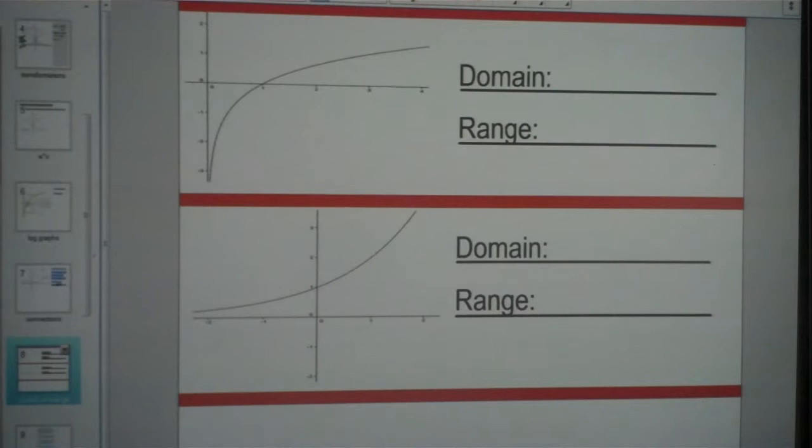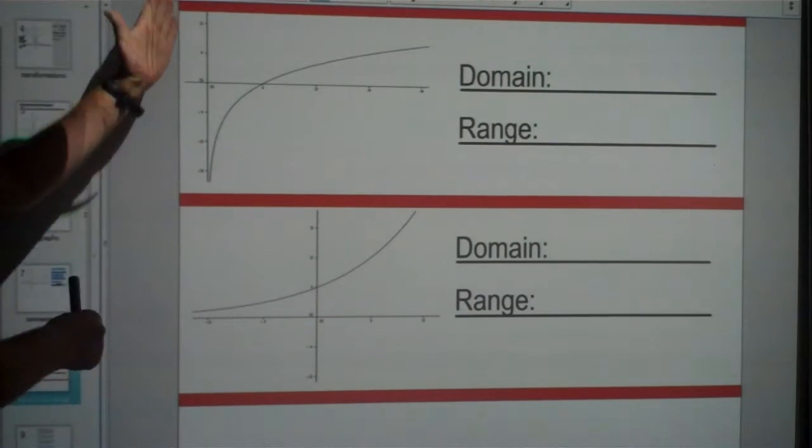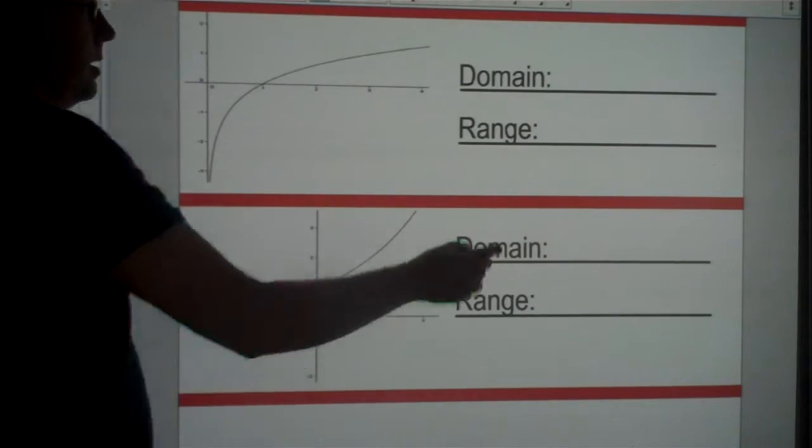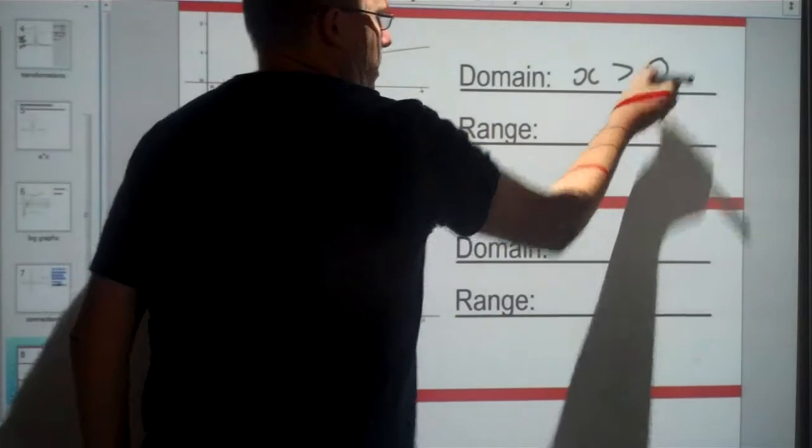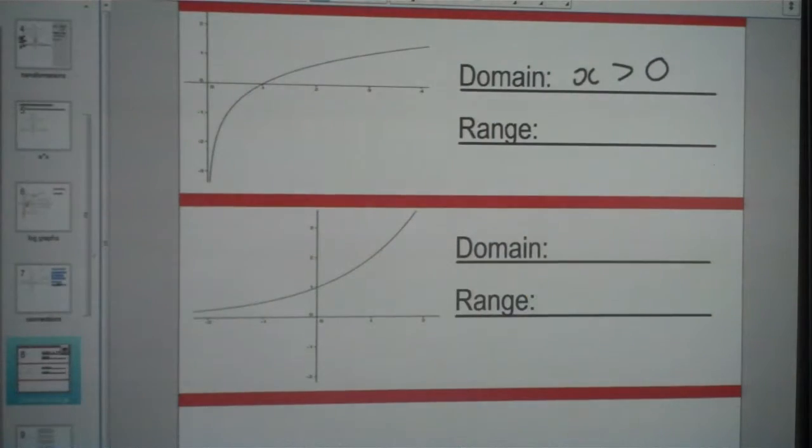Now we can actually use these to remind ourselves about domain and range as well. So this is our log graph here. So notice there's no negative values here. So what we can say is domain, and we're talking about x values, greater than 0, can't be equal to 0. If you try log of 0, you're going to find that it's error.